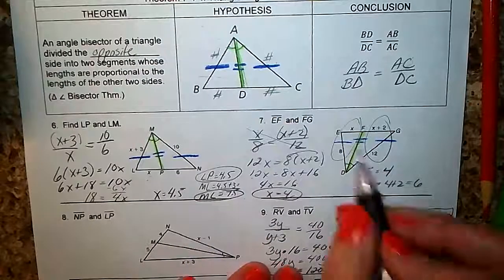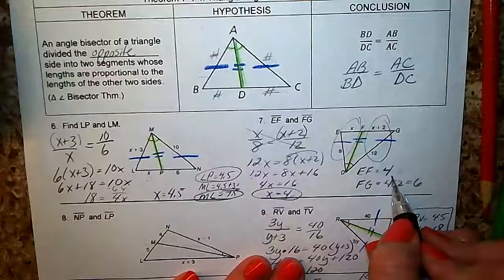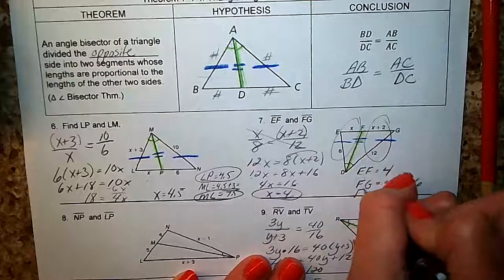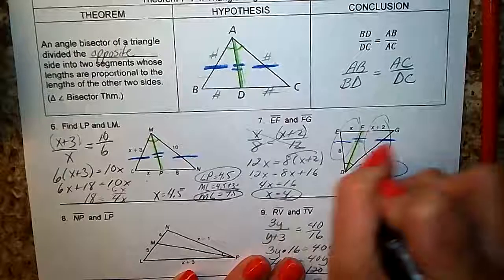Then I have to plug it back in. EF was x, so that one's just 4. And then FG was x plus 2, so 4 plus 2 is 6. So our FG value there is equal to 6, and the EF is 4.